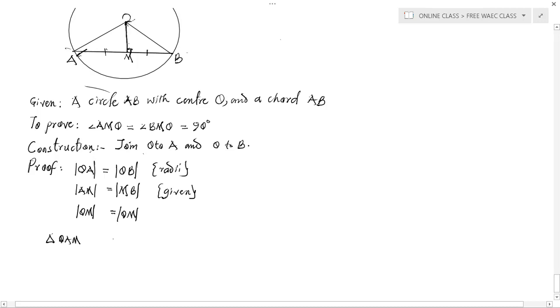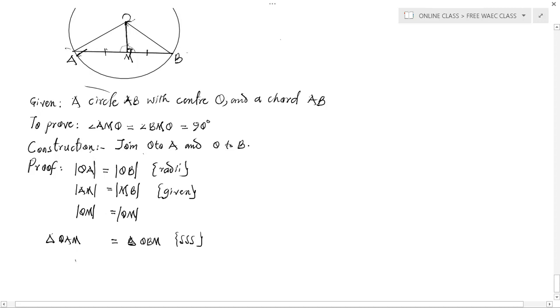triangle OAM equals triangle OBM. Why? That rule is congruency, side, side, side. That is the rule, so all three sides are equal. Then if that is the case, it means that the angle here is also equal to the angle here.